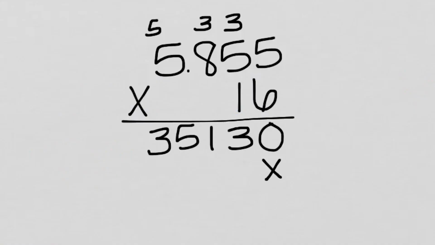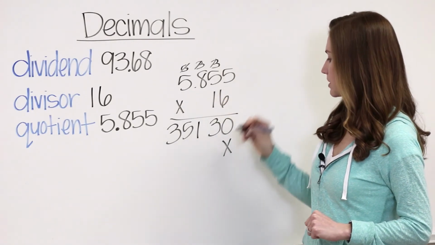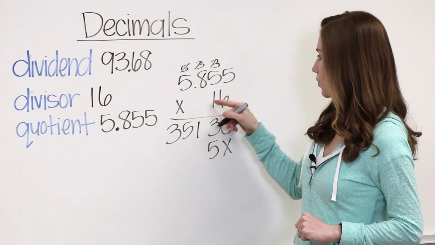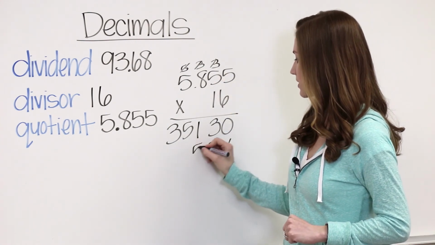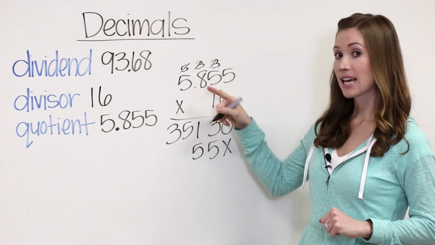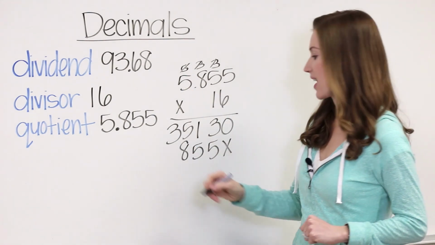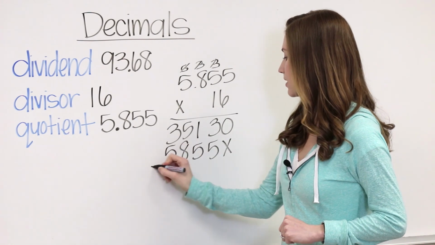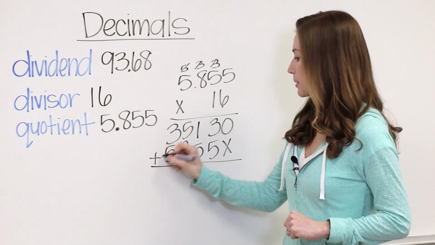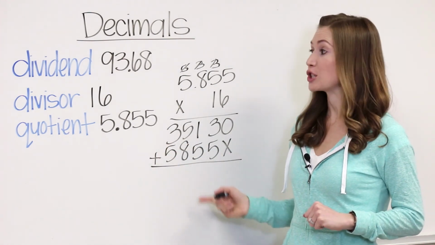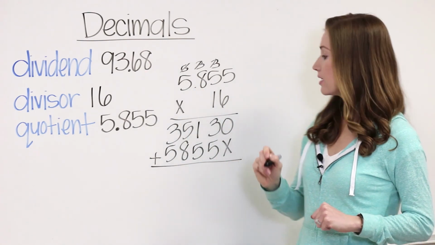We need a placeholder. 1 times 5 is 5. 1 times 5 is 5. 1 times 8 is 8. And 1 times 5 is 5. Now let's add these numbers so we can get our final product, which should match our dividend.